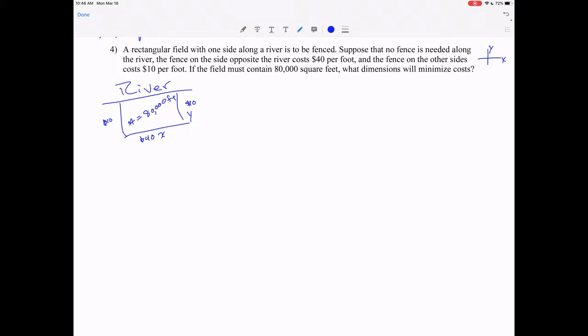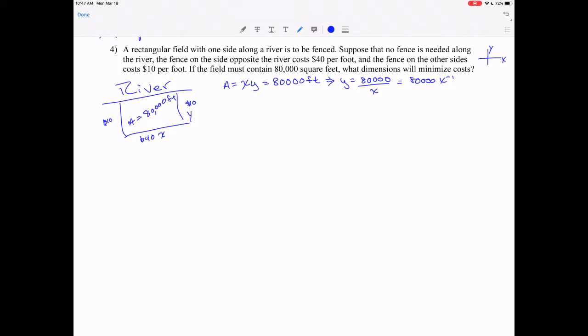All right. So now let's set up the word problems now that we have the picture drawn. And by the way, the picture is part of your work. You get points for having the picture. Okay? So, area equals X times Y, which is 80,000 square feet. Then we know that Y equals 80,000 divided by X, so that's 80,000 X to the negative 1. Okay, we're going to need all that information.